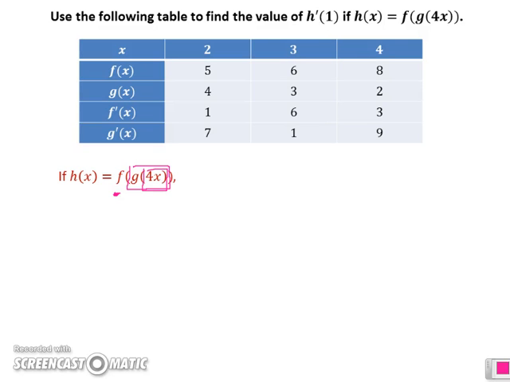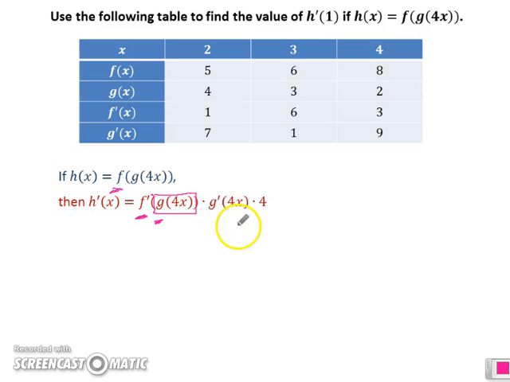So let me show you what this looks like. You start out with the outer layer, which is f. The derivative of f is just f prime. The inside is untouched. And now that you're done with that, you move on to the next layer, which is g. The derivative of g is g prime. The inside layer comes along for the ride, untouched. And now the last layer is 4x. The derivative of 4x is just 4.